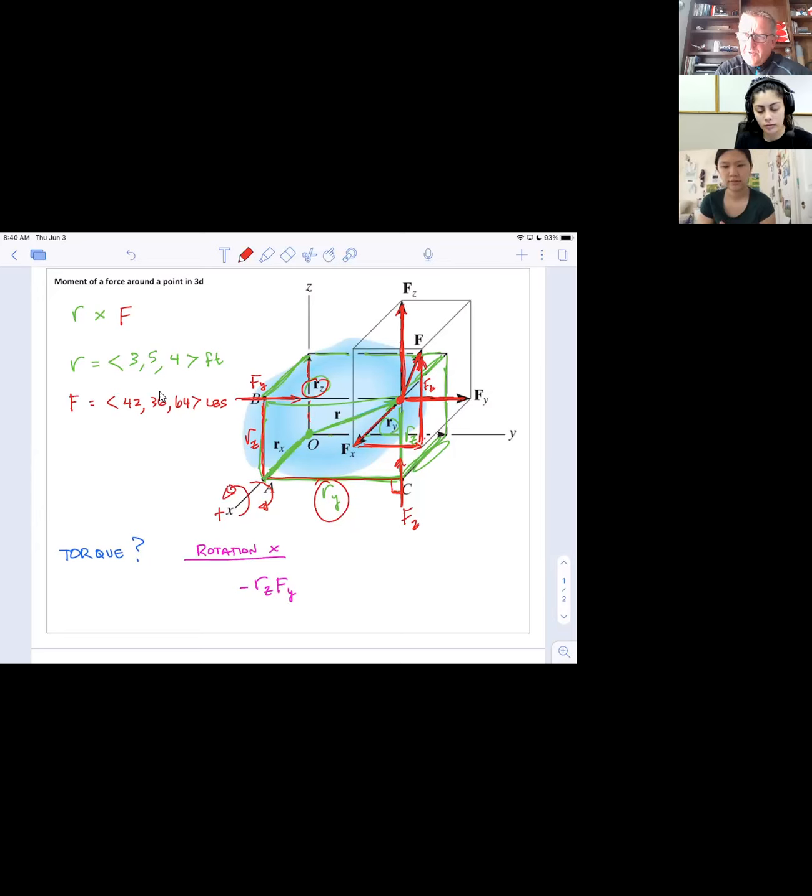So they're fighting against each other, just like it was in 2 dimensions. If you stick your thumb along the positive x-axis, aren't your fingers rotating in the positive direction? Can you see that this is actually a positive rotation, just like the other was a negative? So that's actually R of Y times F of Z. Those two things are causing rotation around X.